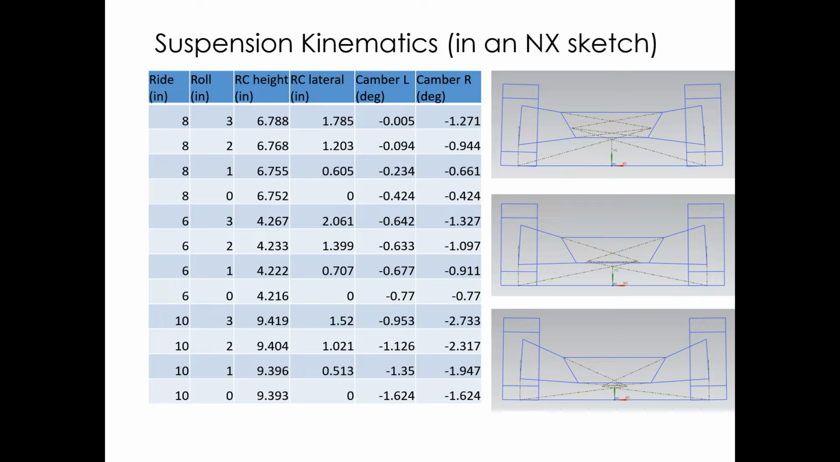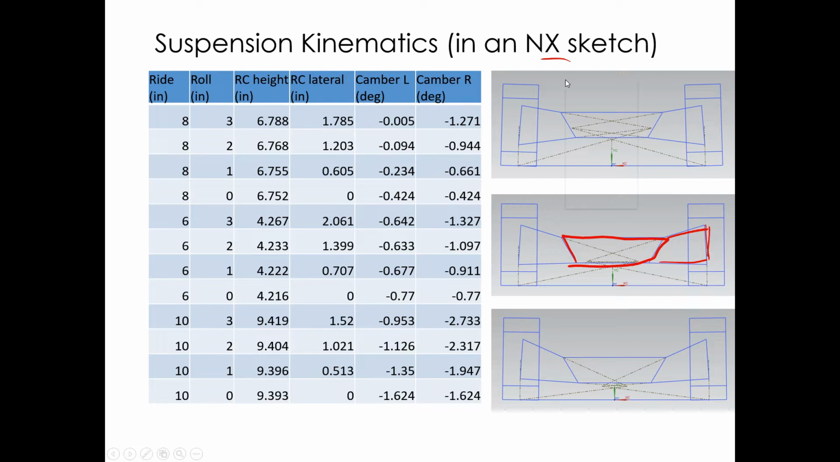It's really easy to make a parametric CAD sketch. So here's a sketch I made in NX, a nice parametric CAD sketch. I've got my chassis, I've got my control arms, I've got my uprights. I've got my tires here that have a little bit of base camber that's adjustable.